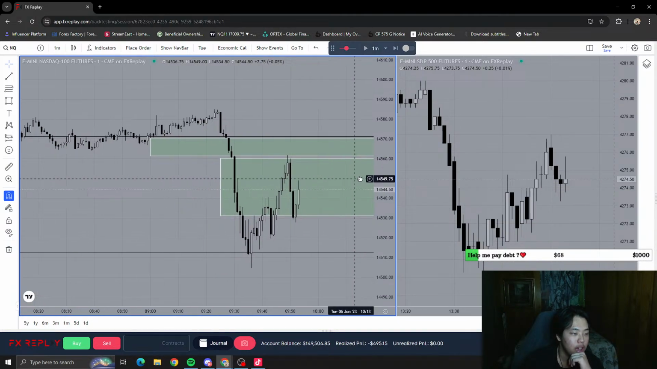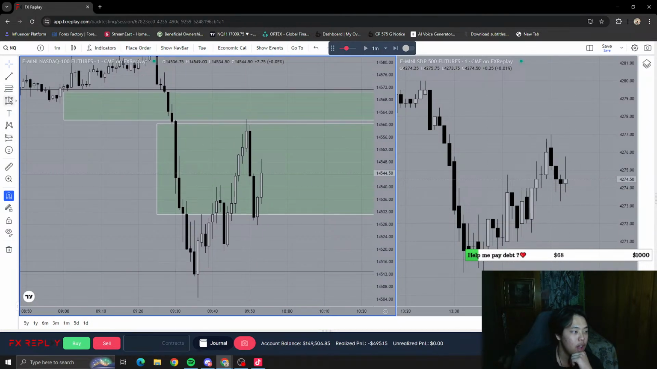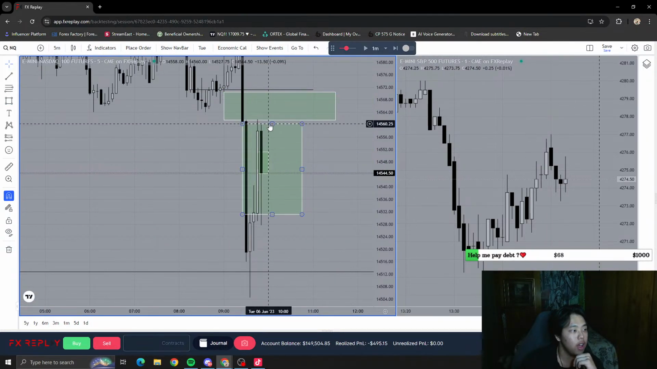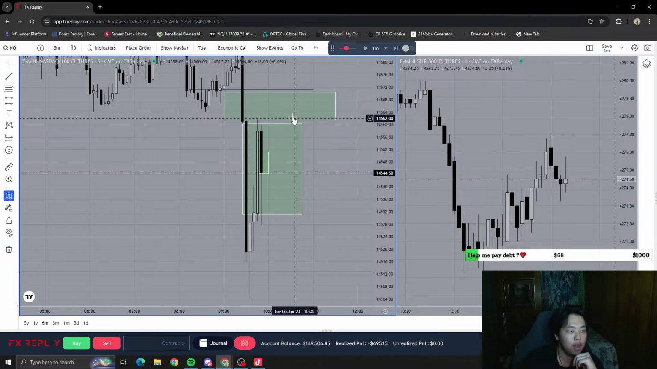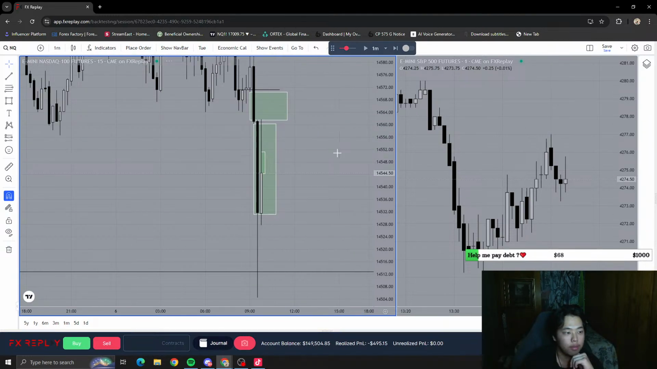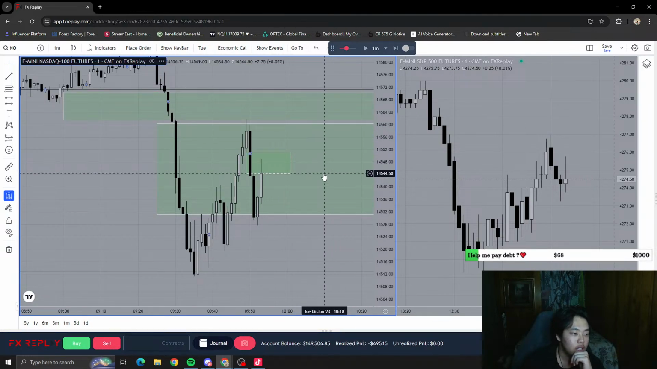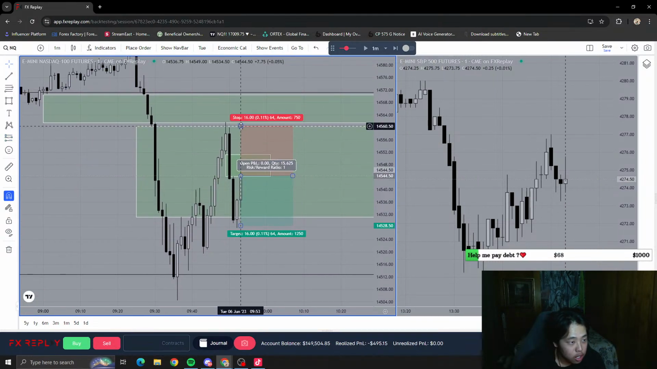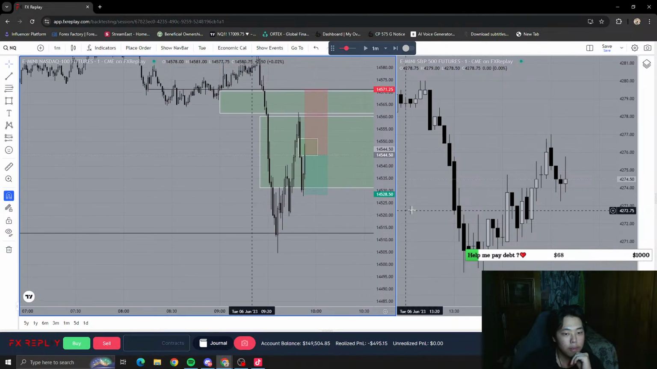So we came down, and now we created a fair value gap here. And we're also in this 15-minute fair value gap. We're in this 5-minute fair value gap and this 15-minute fair value gap. So, do we enter shorts here? Shorts look good here, right? Shorts look good here. I'll probably have my stops above right here just to be safe.